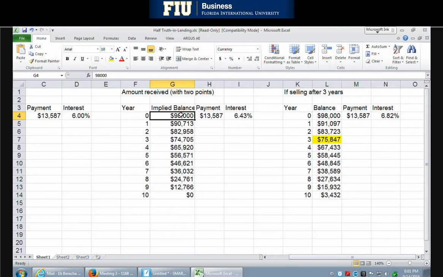Yes? Just to be clear, the 2 points are a down payment on the loan? They can charge it in two different ways. No, it's not a down payment. It's basically a charge that the mortgage lender is charging you in order to give you a loan. Remember we talked about discount points?